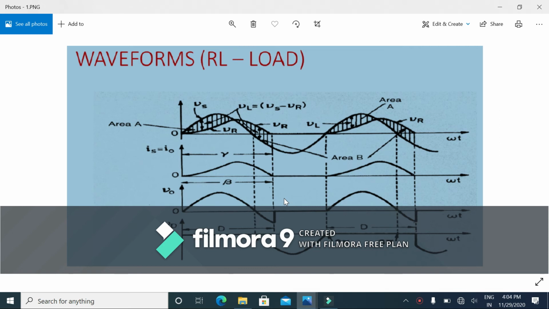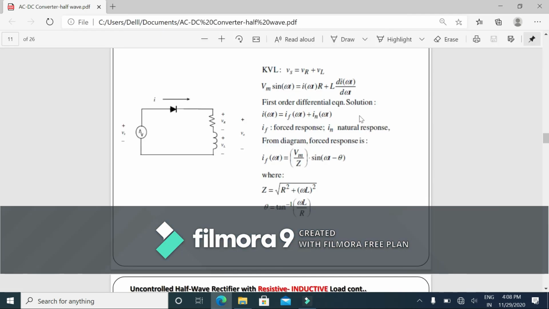For every waveform, you have to calculate the average output voltage and average output current, and you should know from where to where our diode or semiconductor devices are conducting. Once you know the conduction period of your semiconductor devices, you can exactly calculate the average output voltage or average output current. I am showing the calculations for this RL load. For the rest of the wave shapes, you need to calculate them yourself.